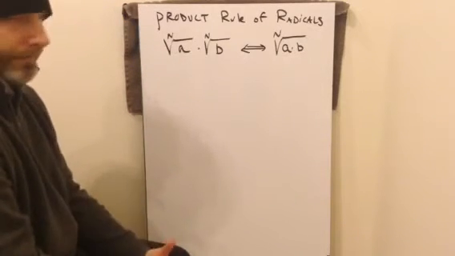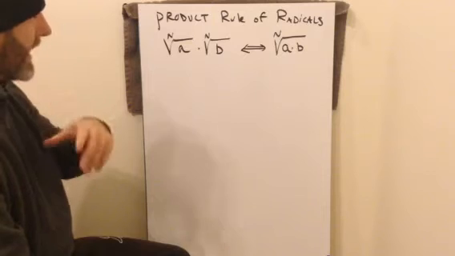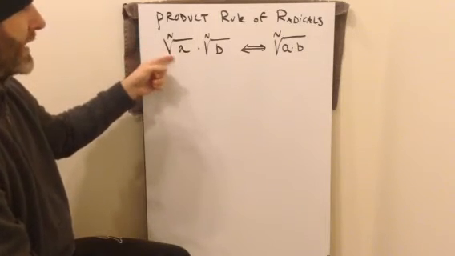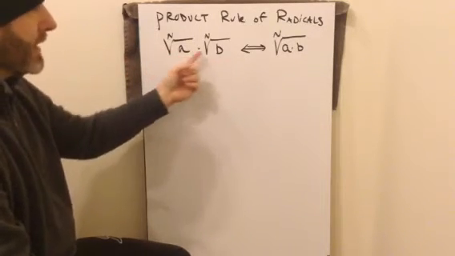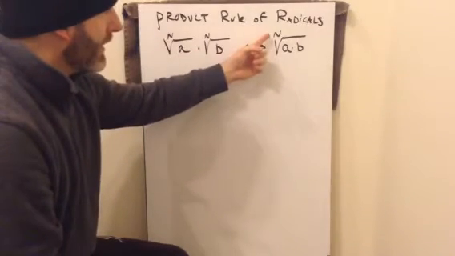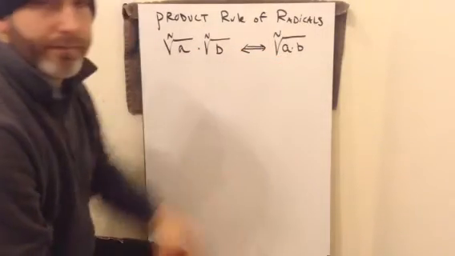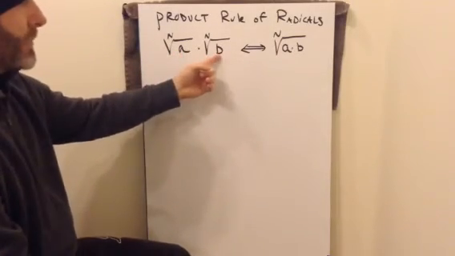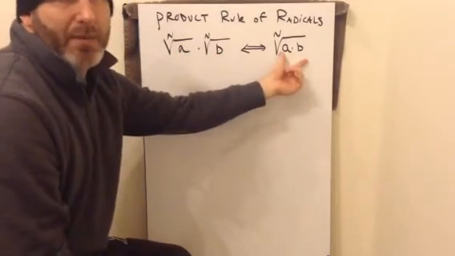Okay. Product rule of radicals, similar to the product rule of exponents. It's a shortcut. This will allow us to stay in the radical form. What it says is if I have the nth root of a and I'm multiplying it to the nth root of b, there's the product. What I can do then is I will have the nth root of a times b. So the radicand here is a, radicand here is b. Here the radicand becomes a times b.